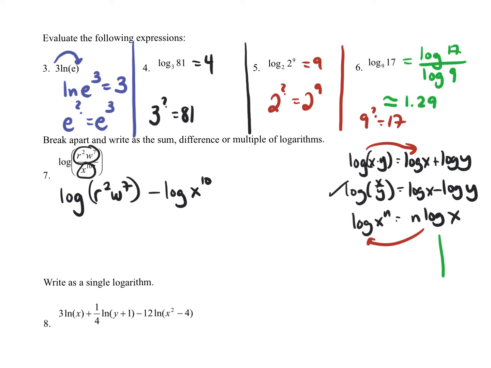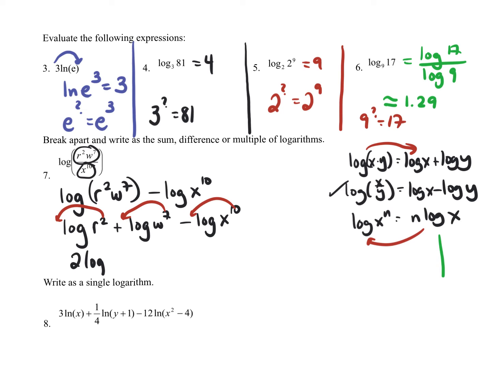But then I have two things multiplied, log of r squared and w to the 7th. So I can write that as log of r squared plus log of w to the 7th, and then still minus log x to the 10th. So I've broken them apart. I got that expression into more logs, but simpler terms. And then I'm just going to bring all my exponents down to the front. So we'll get 2 log r plus 7 log w minus 10 log x.